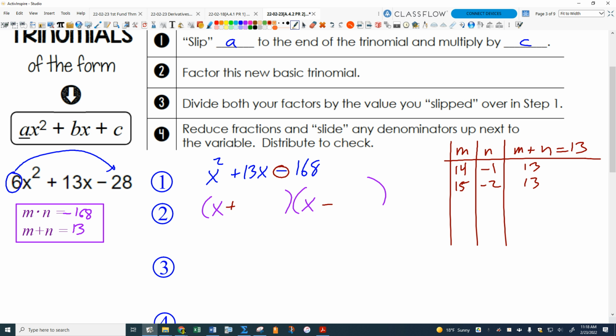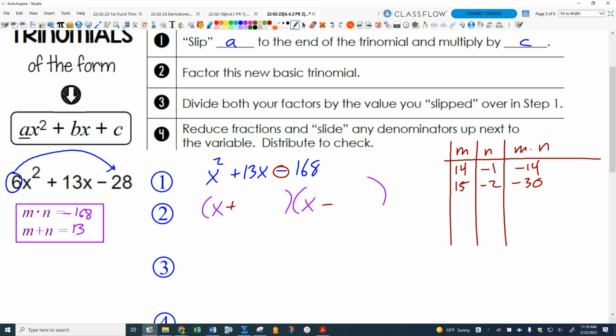Okay, but what I really want to do here, I want to pick magic numbers that add up to 13, but we want to pick the right numbers that add up to 13 so that their product is equal to negative 168. So 14 times negative 1 is negative 14, not even close. 15 times negative 2 is negative 30, way too small. So what could you tell me about the numbers I've got to pick?